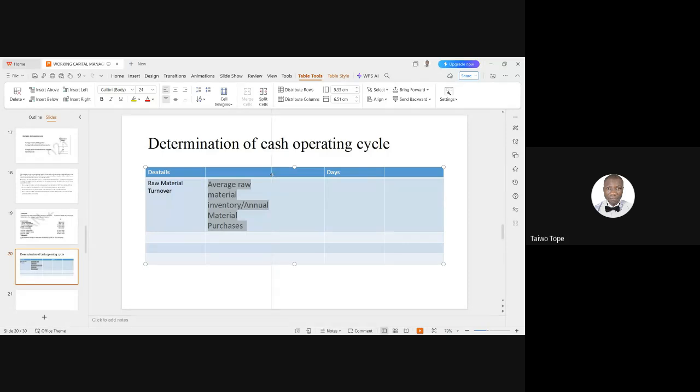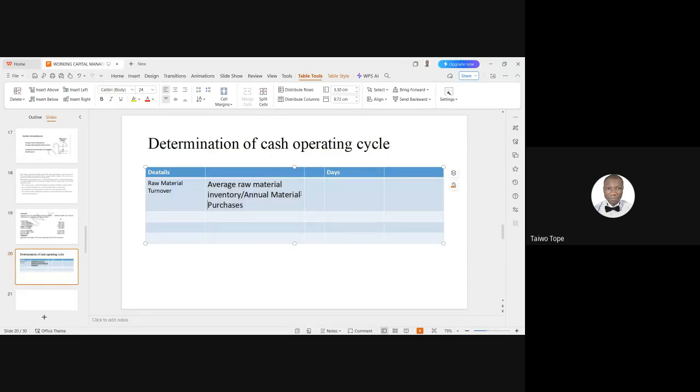Please take note. You have the formulas already multiplied by 365 days. All you have will be multiplied by 365 days. I don't have time to do the formula in a very pleasant way. You have the formulas already.